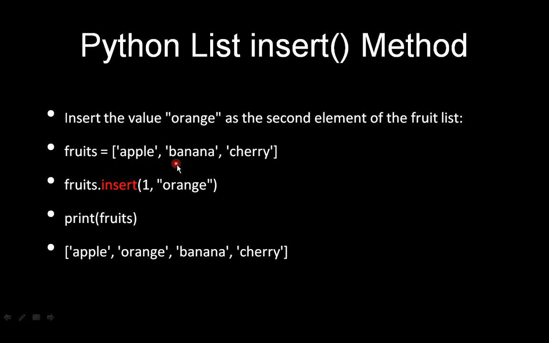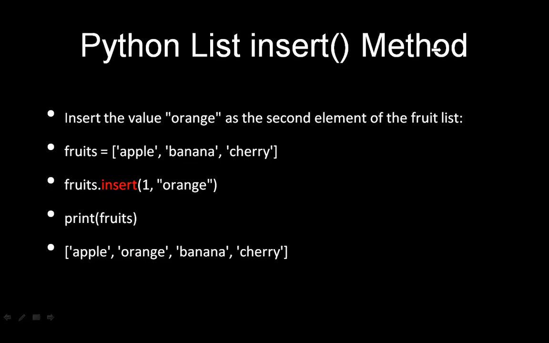Now, is the insert method going to be used to insert the orange element in place of the banana? Yes, it is going to insert the value orange as the second element in the fruit list, because you have specified the index number as 1. When I print the fruits, you will see the orange.